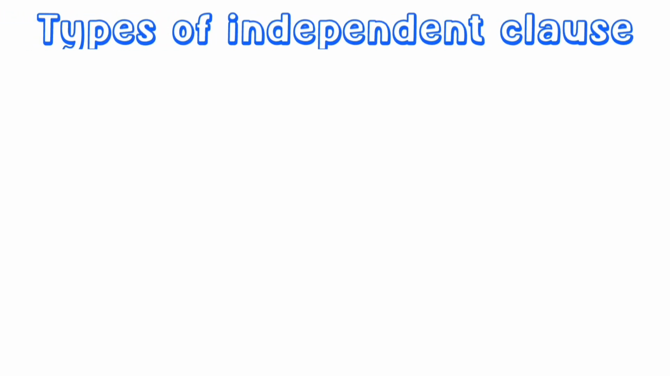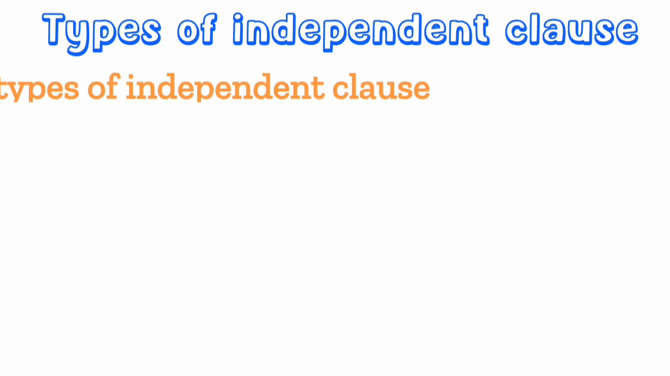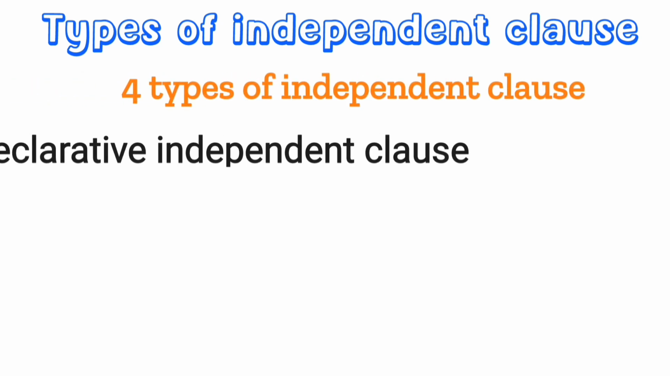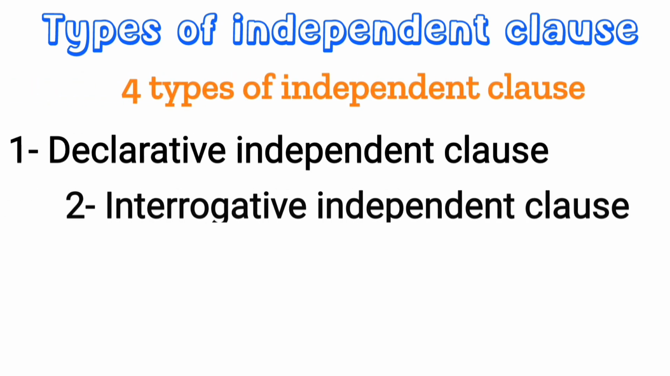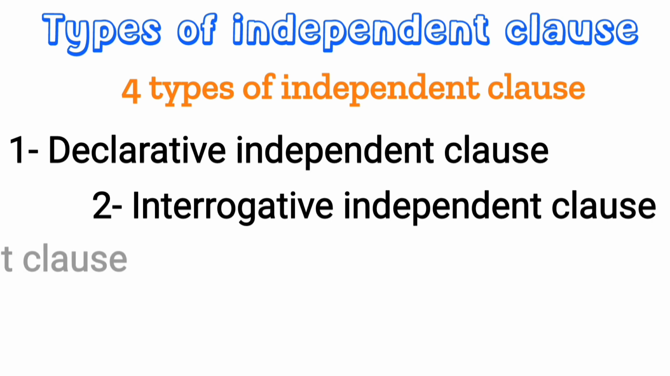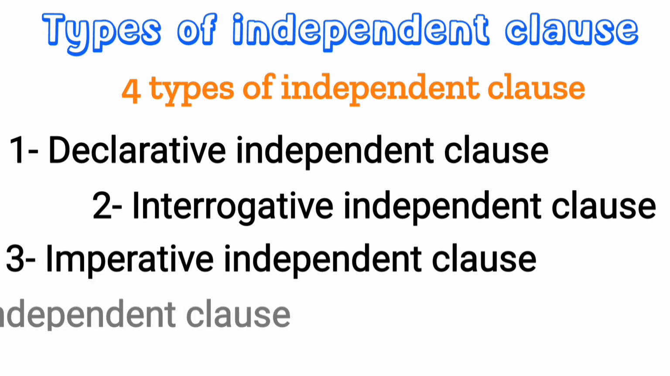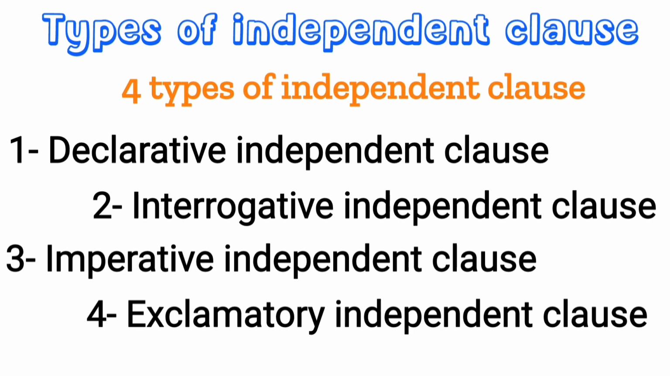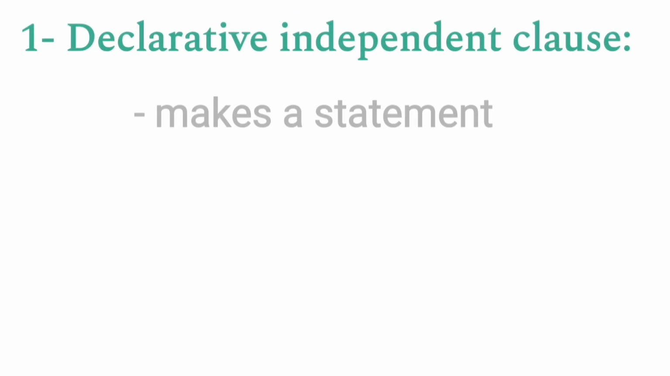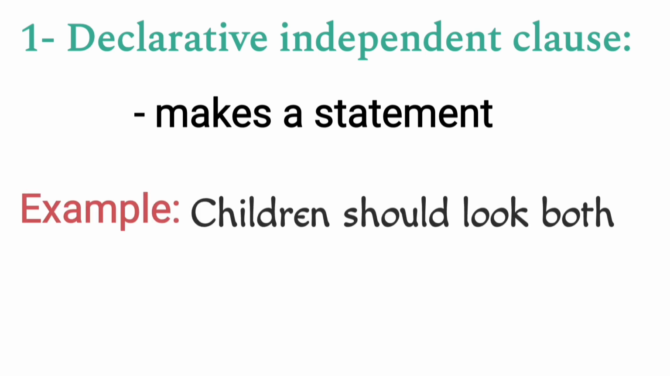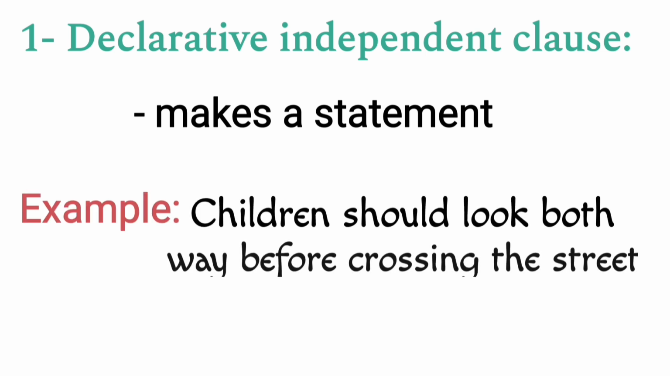Types of independent clauses. In English we have four types of independent clauses: declarative independent clause, interrogative independent clause, imperative independent clause, and exclamative independent clause. 1. Declarative independent clause makes a statement. Example: children should look both ways before crossing the street.